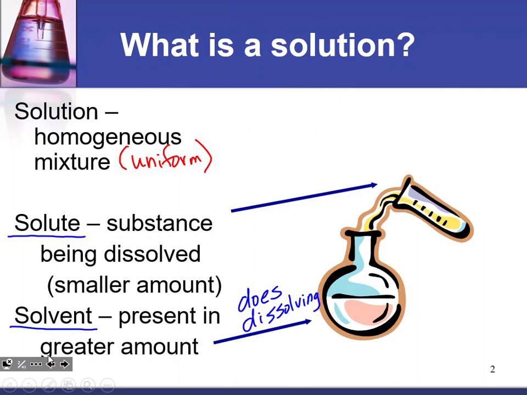Easy concept. Two parts to a solution, and some solutions have multiple things dissolved in them, like Coke, for instance, has the water, but it also has sugar, it has caramel, it has carbonation, which would be carbon dioxide gas. So solutions can have lots of different solutes dissolved in them.